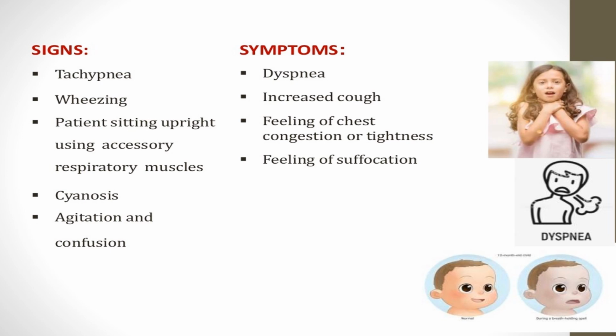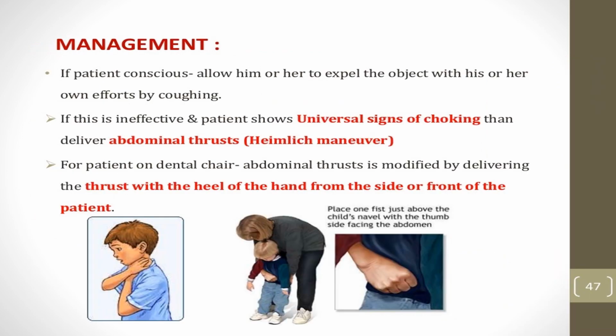Signs: tachypnea, wheezing, patient sitting upright using accessory respiratory muscles, cyanosis, agitation and confusion. Symptoms: dyspnea, increased cough, feeling of chest congestion or tightness, feeling of suffocation.